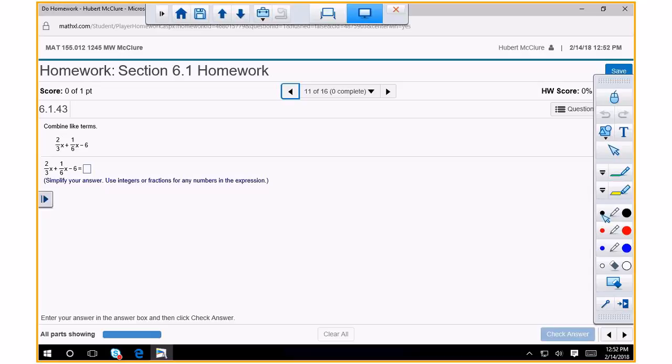2/3 x plus 1/6 x minus 6. Well, we're gonna make it equals 4. I'm gonna just change it because I don't put those on the test. I put equations on the test. Let's go ahead and do that.